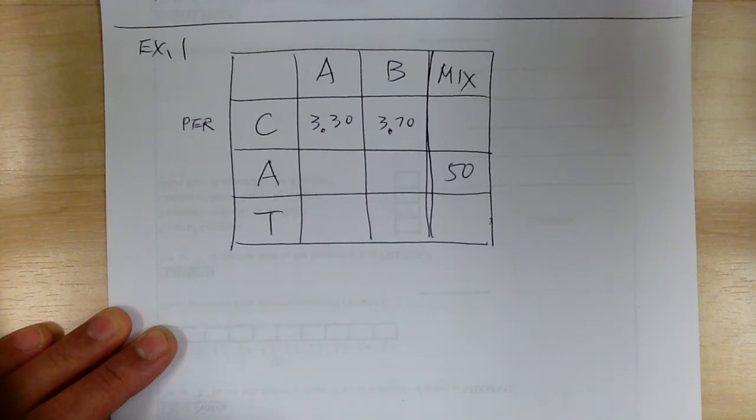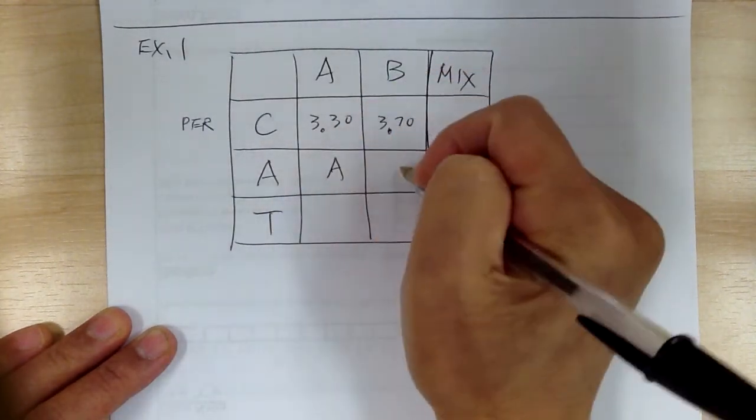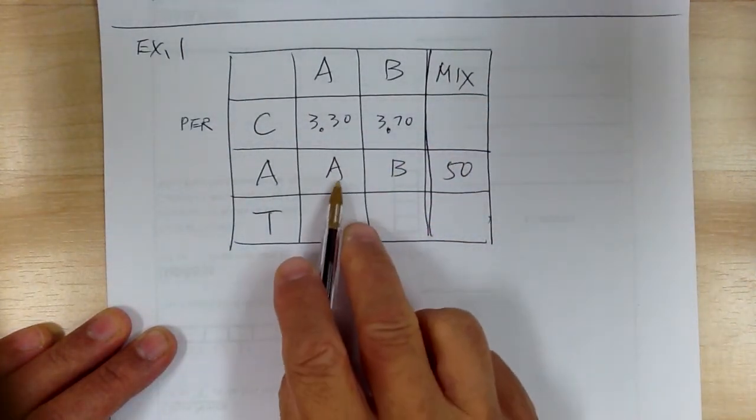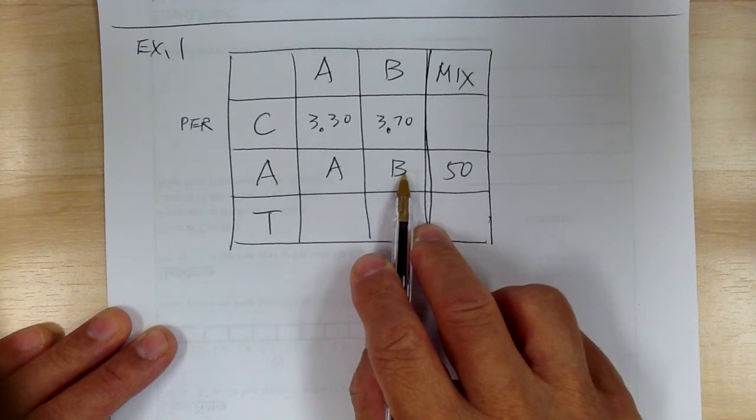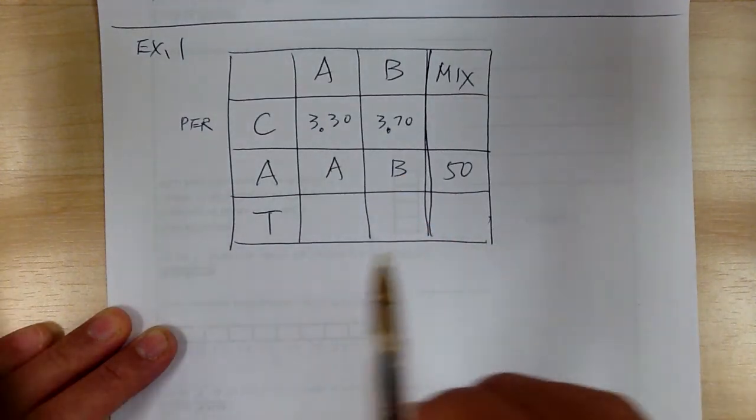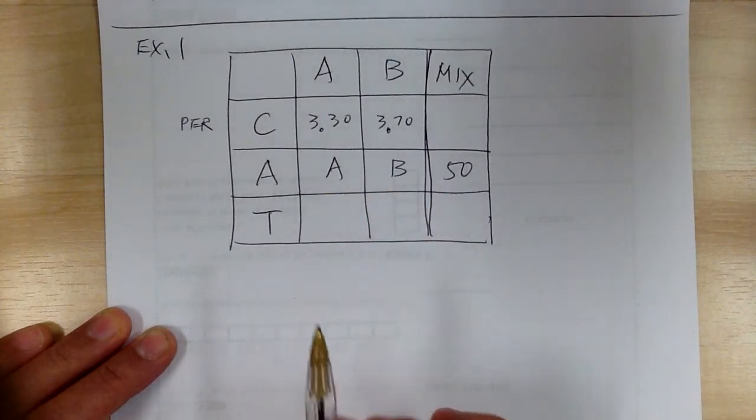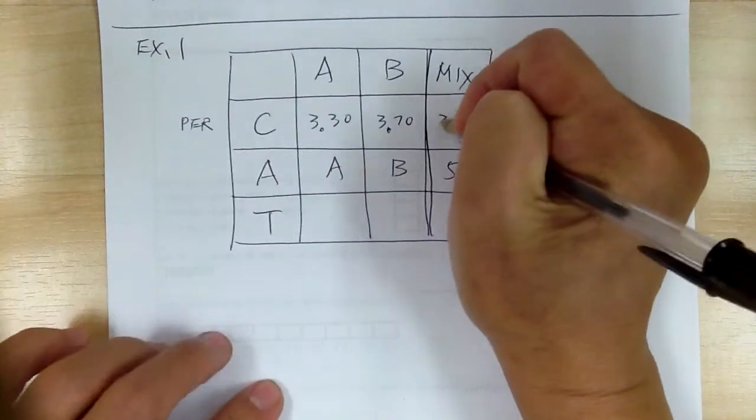It says how many pounds of each. Instead of using X and Y, I'm just going to use A and B. So the brand A amount, you don't know. That's what you're going to figure out: how many pounds for brand A, how many pounds for brand B. You keep reading, it says how many pounds of each kind of coffee are to be used if the mixture costs $3.58 per pound. So the mixture per pound is $3.58.